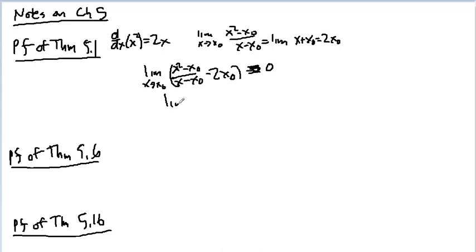And notice, of course, the mechanics of this work out exactly the same as 2x naught equals the limit of x plus x naught after you do the subtraction, which is going to equal 0. So these are completely equivalent.